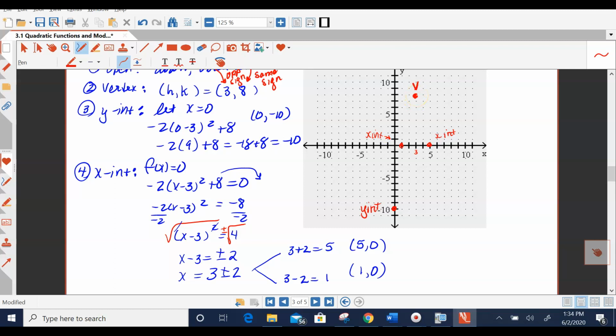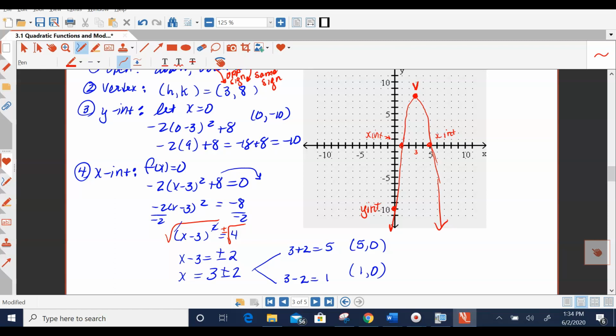Everything lines up. We can now graph our parabola, connecting the dots, showing that it's opening down and it's going through those y and x intercepts. And there we are.